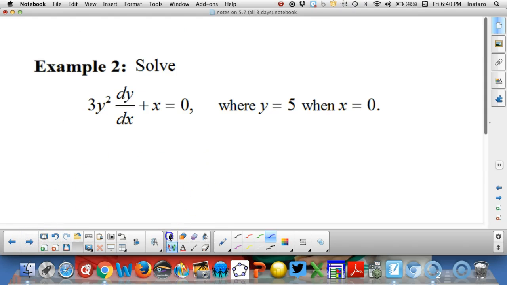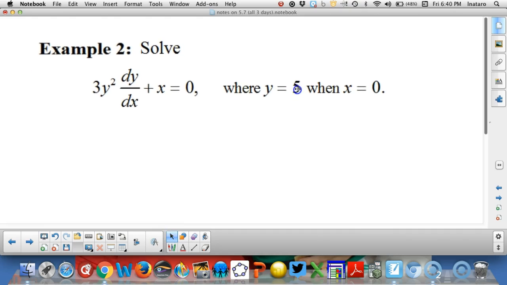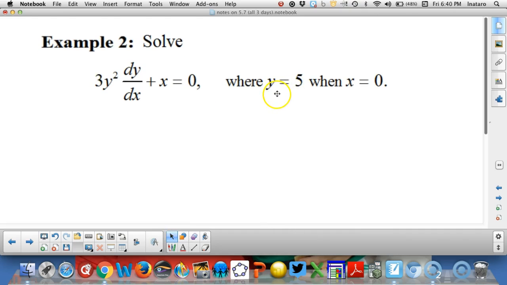So example 2 here. We're going to solve this differential equation, and we're going to come up with a specific solution since they've given us a value for x and a value for y. So the first thing we need to do is get all the y's on one side of the equation and all the x's on the other. Separate the variables. So let's do that. Let's begin by subtracting x from both sides.